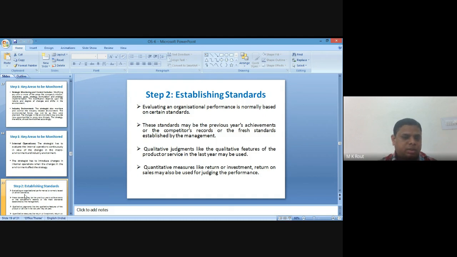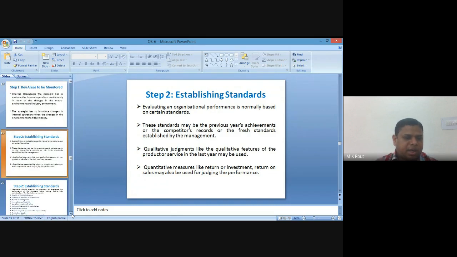The next part is your qualitative judgment, like qualitative features of the product or service in the last year, which may be used in the evaluation of organization performance. Next part, quantitative measures like return on investment and return on sales may be used for judging the performance of organizations. Moving to the next slide.